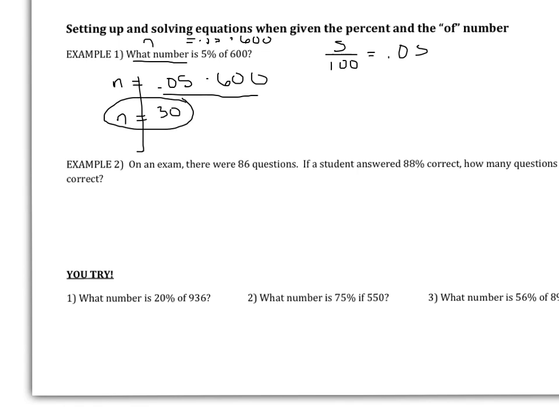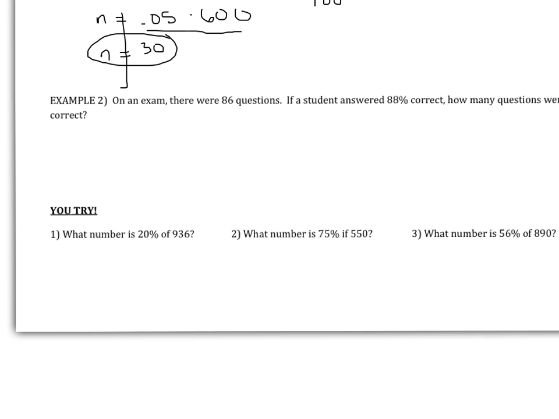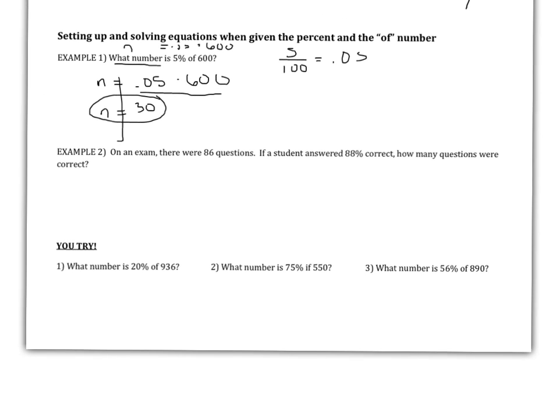All right, let's do one more example together. And this is kind of going with a word problem, and you'll do a couple of examples like this. But let's go through one together. It says, on an exam, there were 86 questions. If a student answered 88% correct, how many questions were correct? Now, this is hard to translate because it's not as simple as the one we saw before.